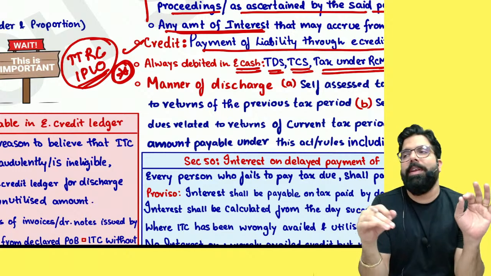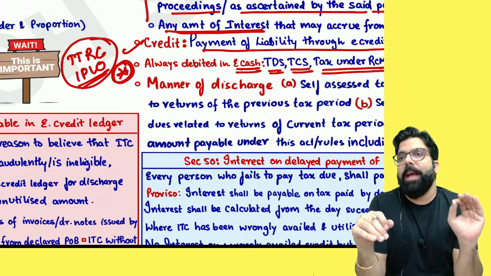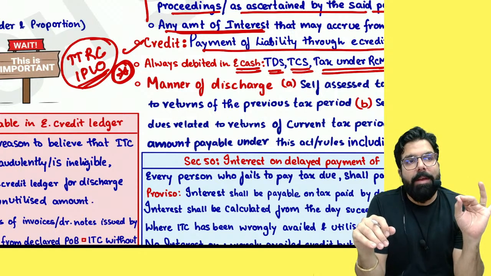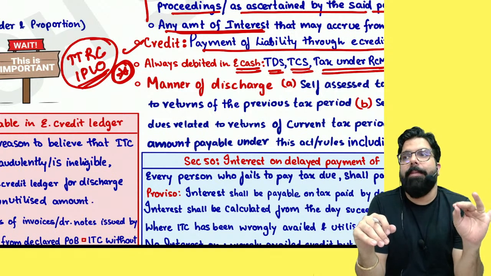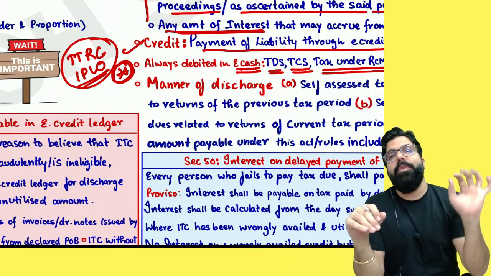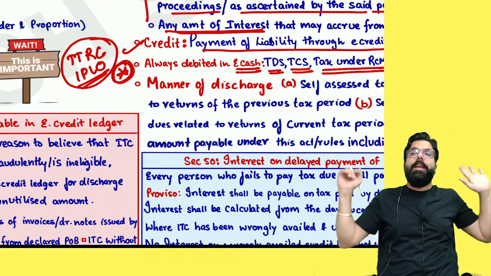What is it, everyone? TTRC, IPLO. T means TDS, T means TCS, R means RCM liability, composition tax, interest, penalty, late fee or any other amount always has to be paid in cash.